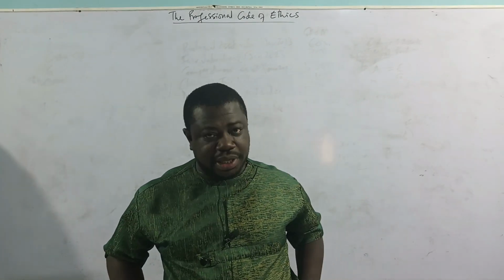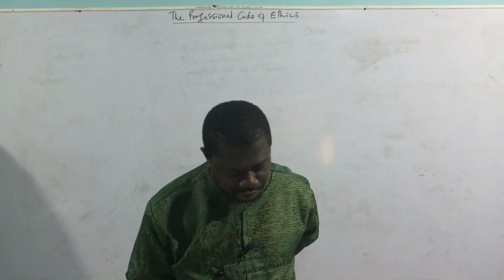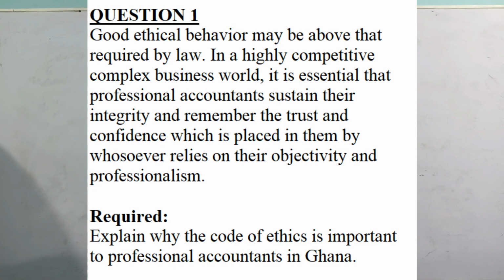It's a very simple question that is asking us about the importance of ethics. Good ethical behavior may be above that required by law. In a highly competitive, complex business world, it is essential that professional accountants sustain their integrity and remember the trust and confidence which is placed in them by whosoever relies on their objectivity and professionalism. Required: explain why the code of ethics is important to professional accountants in Ghana.